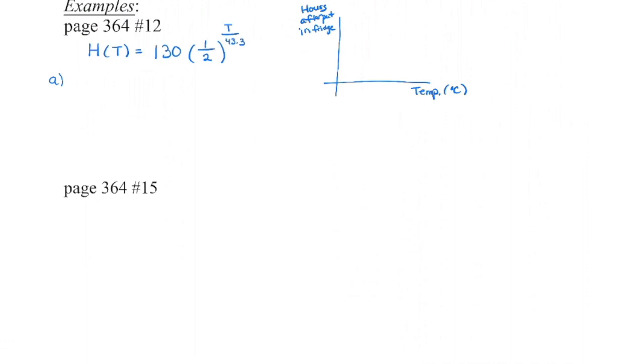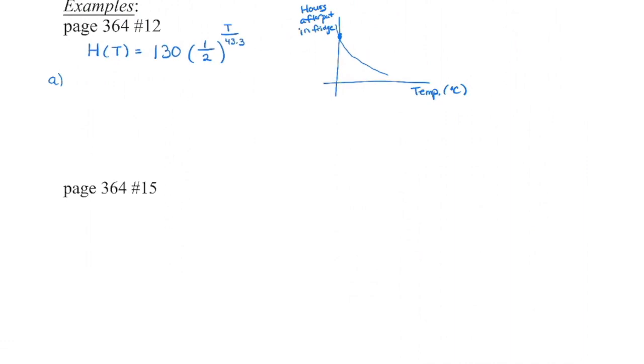Go into the question and figure out what that y stands for. In this case, this is the hours after we put the cheese in the fridge. So we already know that this is our y-intercept, so we're starting up here at 130. We also know it's going to be a decay function, so as time passes, our graph is going to be falling to the right. Once we've got that set up, figure out what we're looking for.